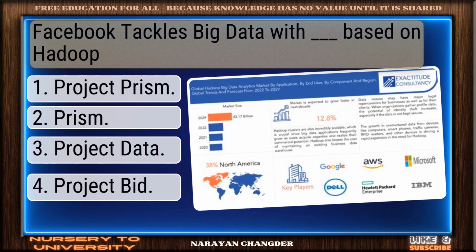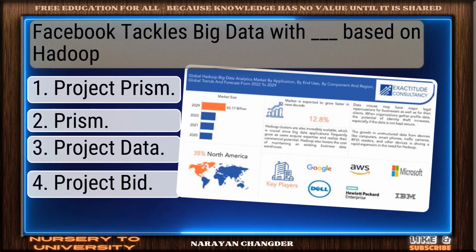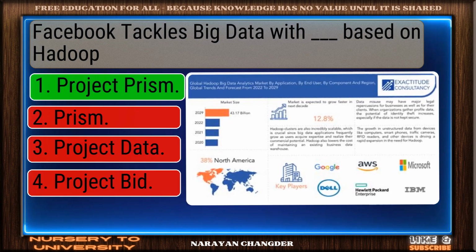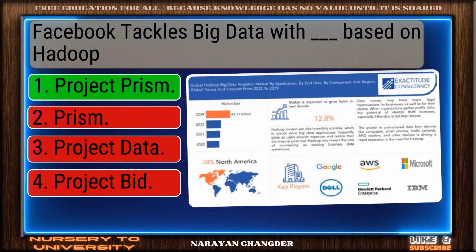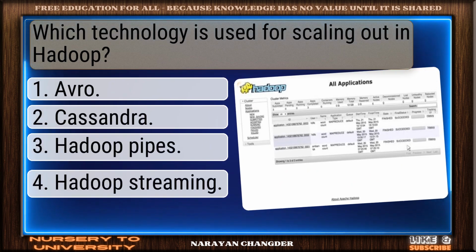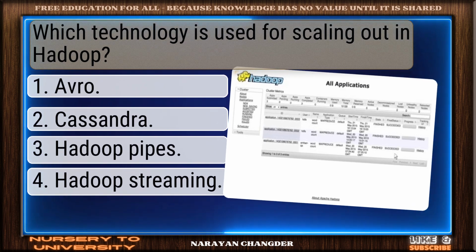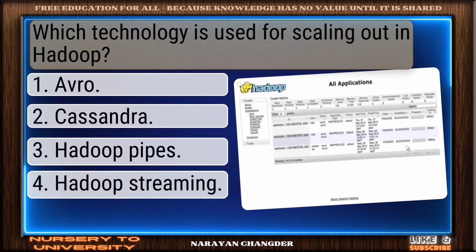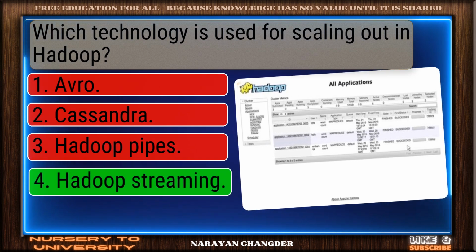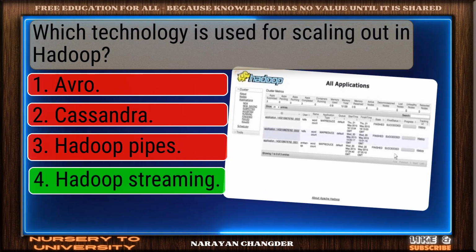Question number 19. Facebook tackles big data with dash based on Hadoop. Nicely done. Project Prism is a solid answer. Question number 20. Which technology is used for scaling out in Hadoop? Well reasoned. Hadoop streaming is the correct choice.